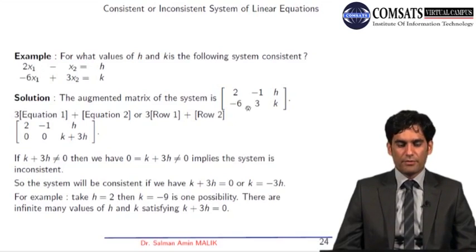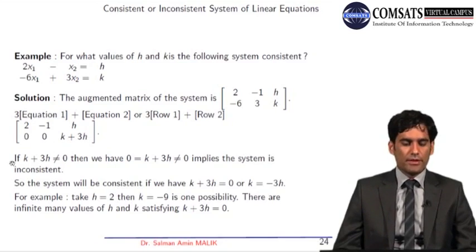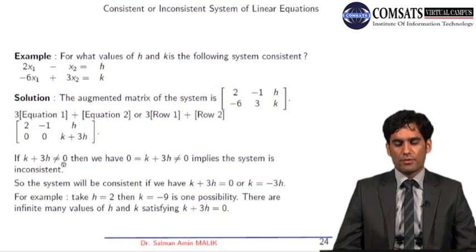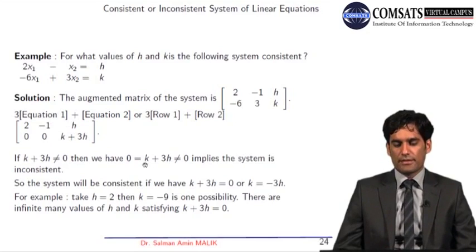So the augmented matrix becomes the second row. There is a change in the second row only: 0 0 k plus 3h. Now we have to conclude: if 3h plus k is not equal to 0, then from this augmented matrix we have an equation like that, 0 equals k plus 3h, which is not 0, as we did in the previous example.